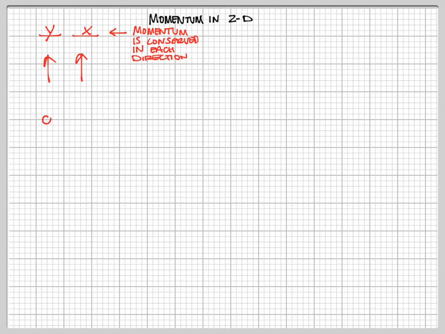We have a ball. We'll say that the mass of this ball is 2 kilograms. I'm going to give this ball an initial velocity of 10 meters per second. That ball is going to hit another ball that's stationary. It has a mass of 3 kilograms and a velocity of 0. And the two objects are going to hit.